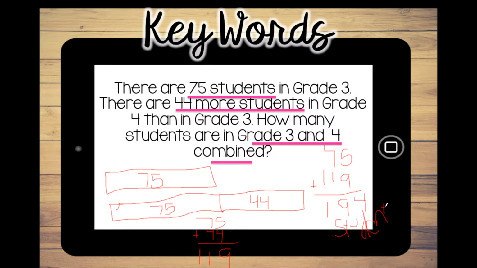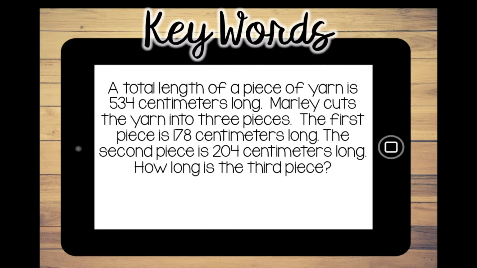Alright, let's try one more together, and then I'll set you free. A total length of a piece of yarn is 534 centimeters long. Marley cuts the yarn into 3 pieces. The first piece is 178 centimeters long. The second piece is 204 centimeters long. How long is the third piece?